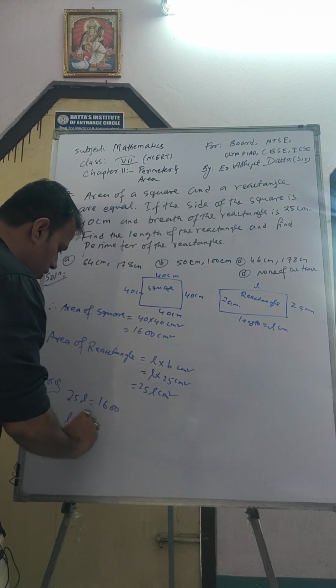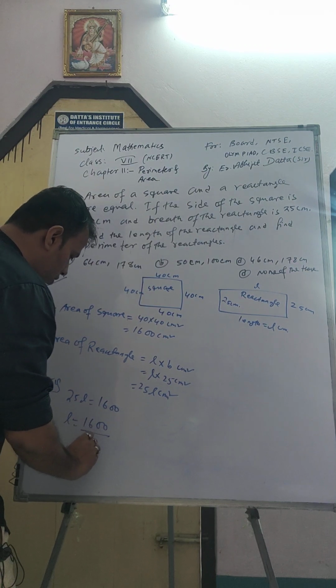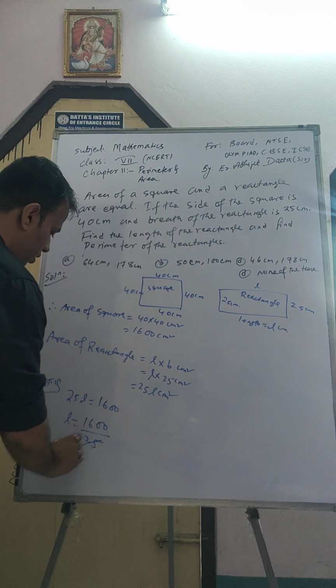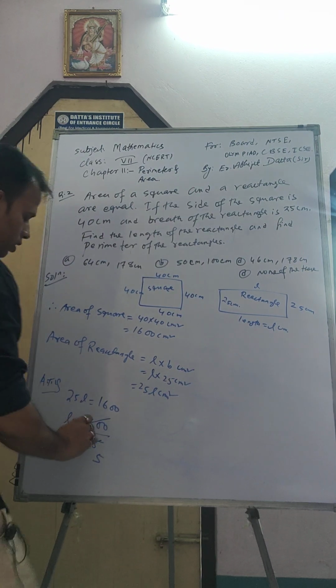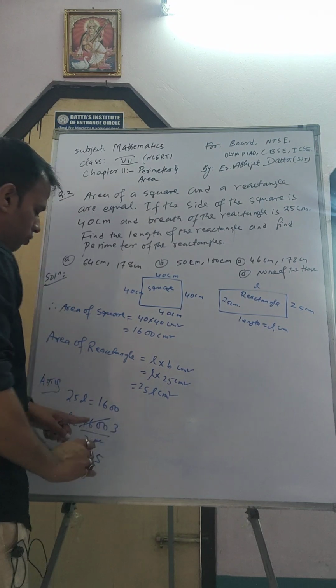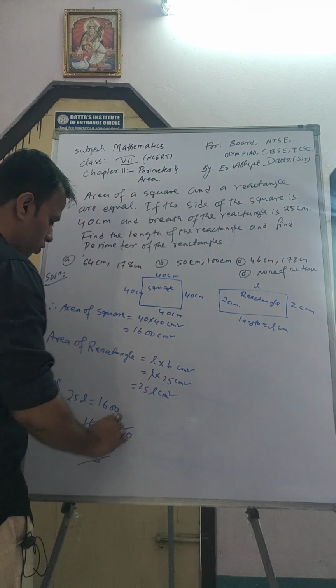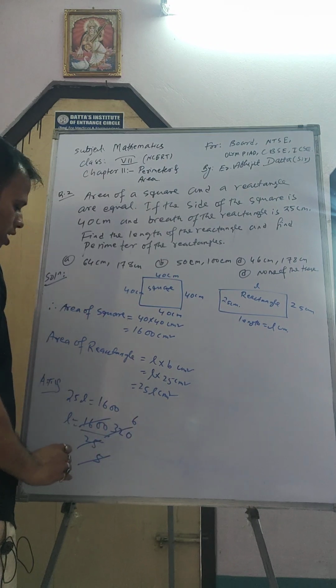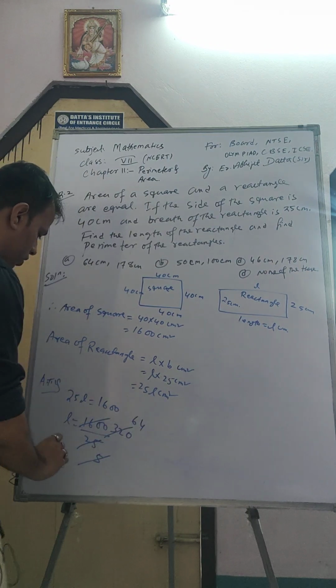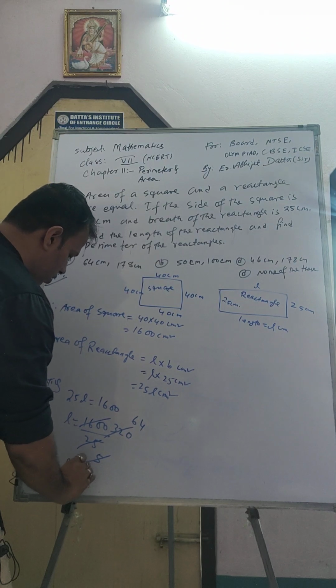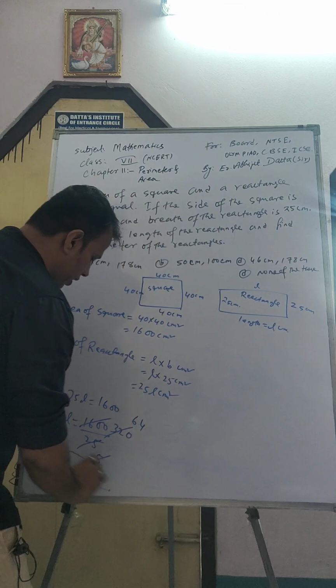So L equal to 1600 by 25. If we cut this by 5, it will be 5. If we cut this by 5, it will be 320. And if we cut again by 5, it will be 64. Okay, 64. So L equal to 64 centimeters. So one answer has already come out, 64.